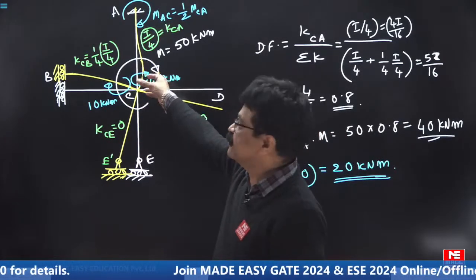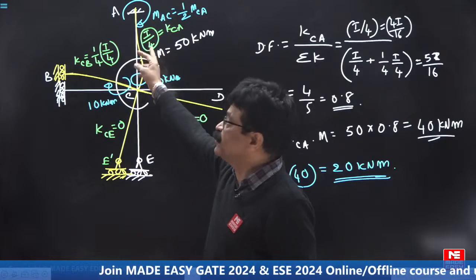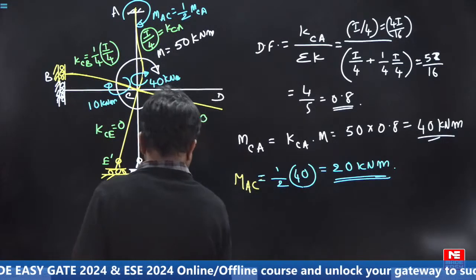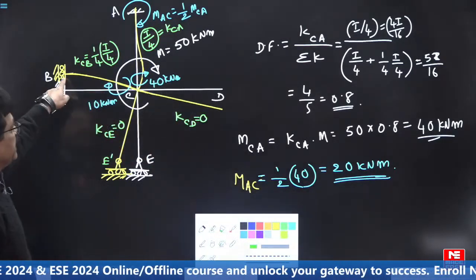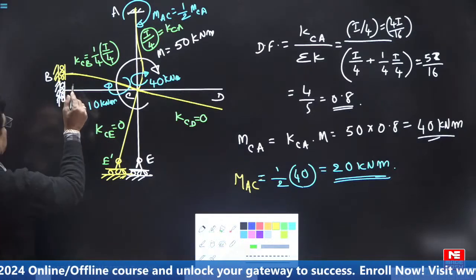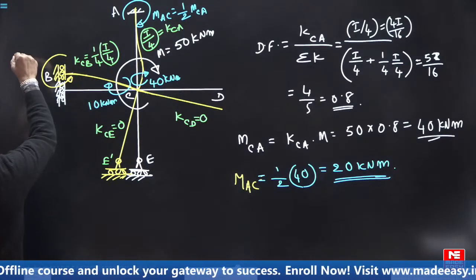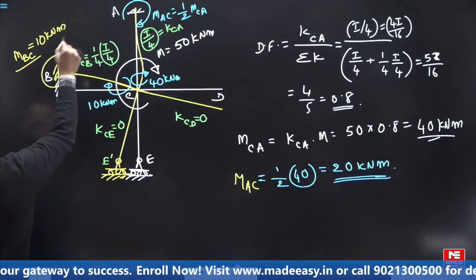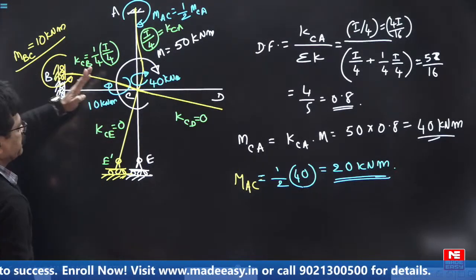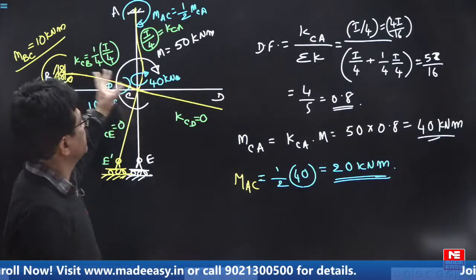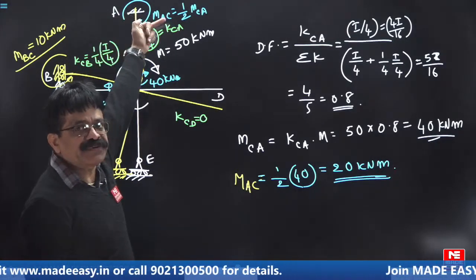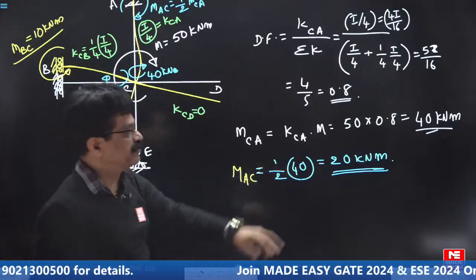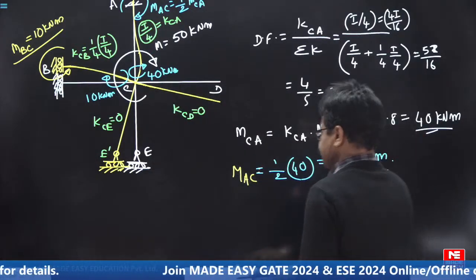You applied 50. This fellow is strong, 4 times stronger than this fellow. So he took 40, he took 10. If this is 10, here also 10. If they ask you MBC, 10 only you have to answer. Out of 10, half we should not write, 5 we should not write. Clockwise here means anti-clockwise there, MBC. You will get 10 only. Here clockwise 10, anti-clockwise 10, because carryover factor is -1. But when the far end is fixed like this, carryover factor is half. So plus 40 means plus 20 only will come. That means 20 kilonewton meter clockwise.